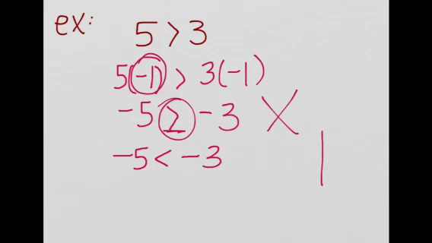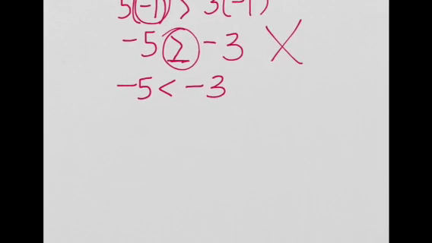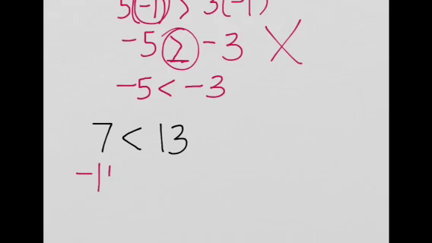Let's do another quick example, to make sure that this is clear. Okay. So let's say I have 7 is less than 13. And if I multiply both of them by negative 2, I would get negative 14. I need to switch my sign, is greater than negative 26.